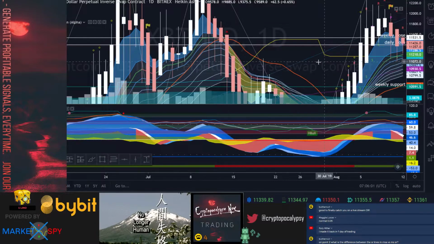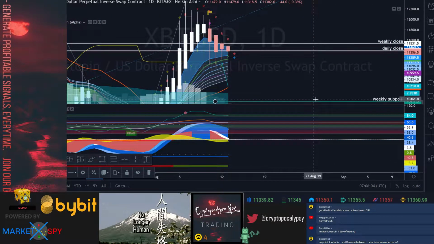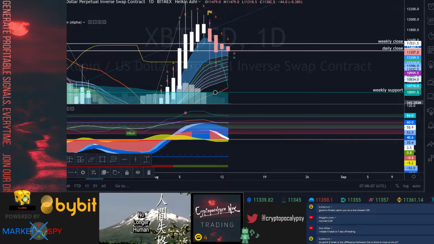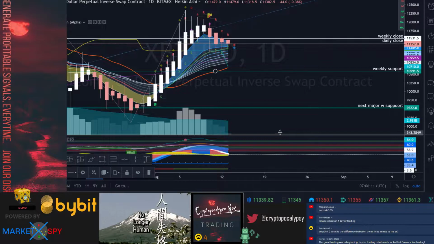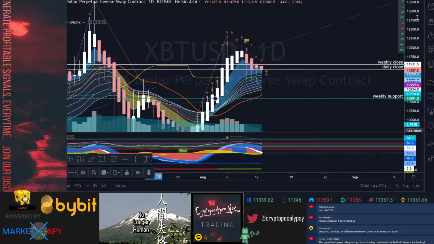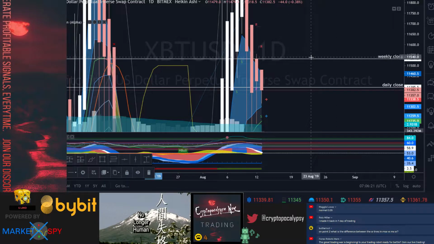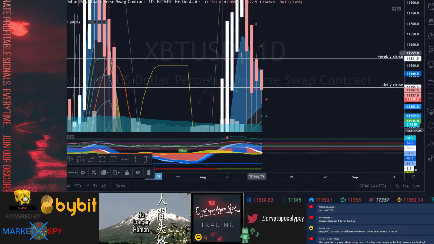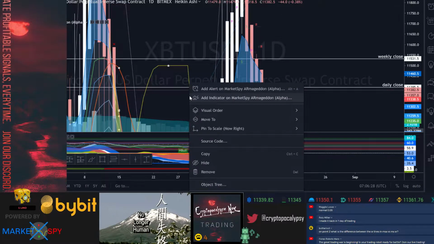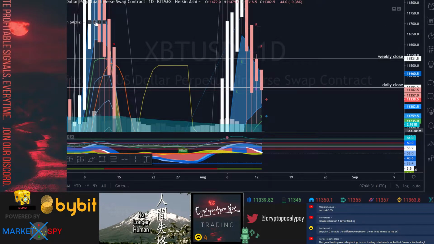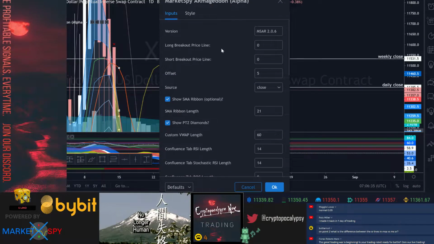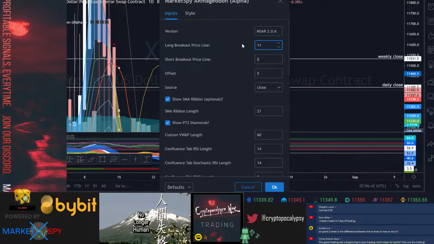See, the beautiful thing about this latest release on MarketSpy Armageddon is that we have now implemented what's called the price breakout levels. So let's say you're looking at the daily over here and your weekly close is 11,531. If we go above it, you want to be long. So what you do on Armageddon is you right click on it, go to settings, and in long breakout price, where you want to be long, you input 11,531. Short breakout price, you can just leave alone.